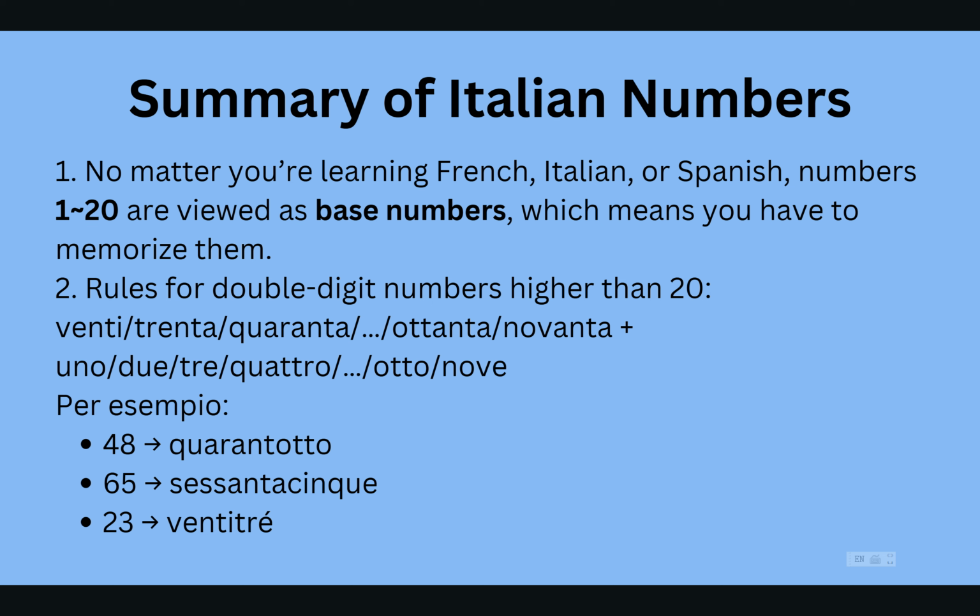Two. Rules for double-digit numbers higher than 20. The general pattern is as follows: tens digit plus units digit.